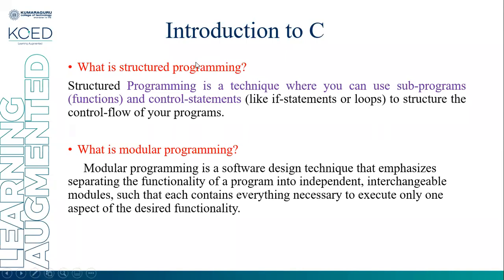C is a combination of structured programming and modular programming. Structured programming is a technique where you can use subprograms, that means functions, and control statements like if statements or loops to structure the control flow of your programs. That is known as structured programming. Modular programming is a software design technique that emphasizes separating the functionality of the program into independent, interchangeable modules such that each contains everything necessary to execute only one aspect of the desired functionality. C is a combination of structured and modular programming.